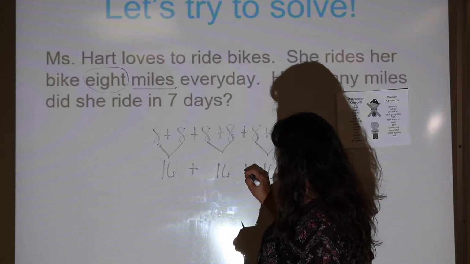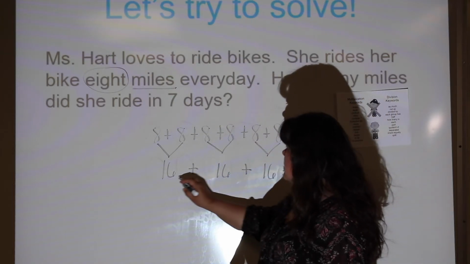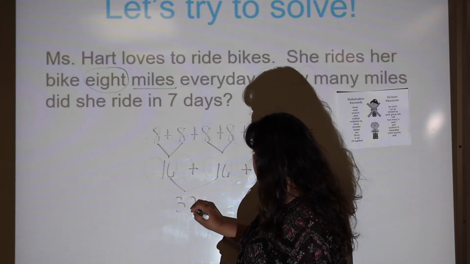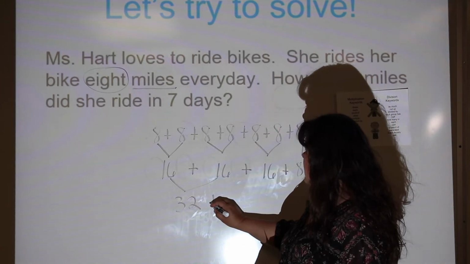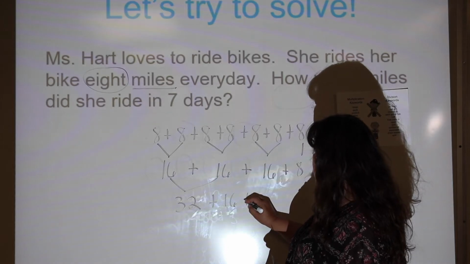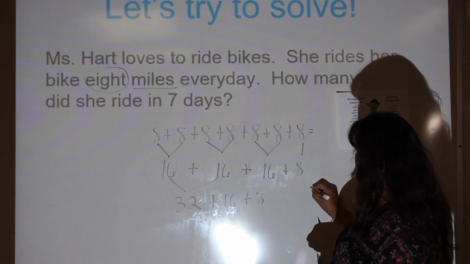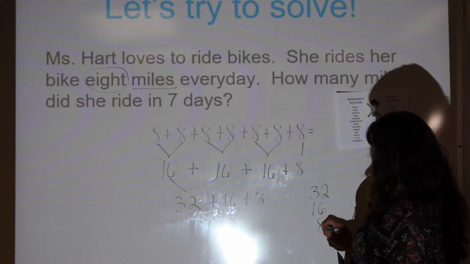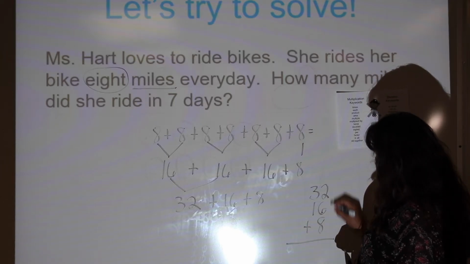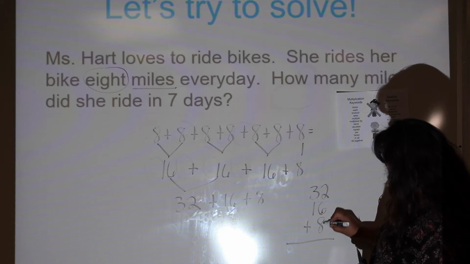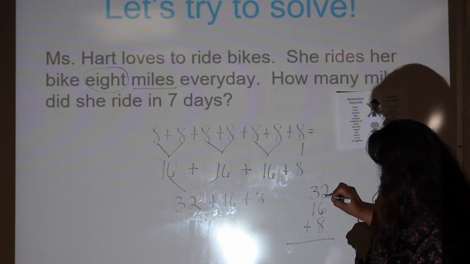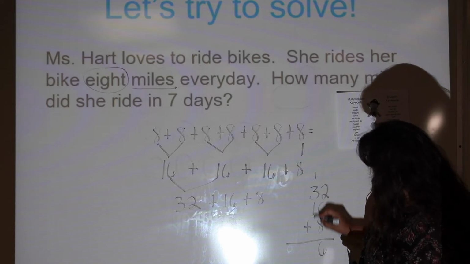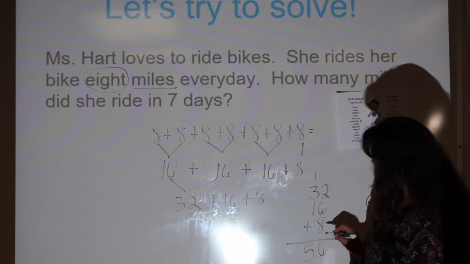Do you guys know that 16 plus 16 equals 32? And then I have another 16 and another 8. So I'm going to add those. I'm going to rewrite this, making sure that I've lined everything up in my ones column. 8 plus 6 is 14, plus 2 more is 16. 3, 4, 5. So 56.